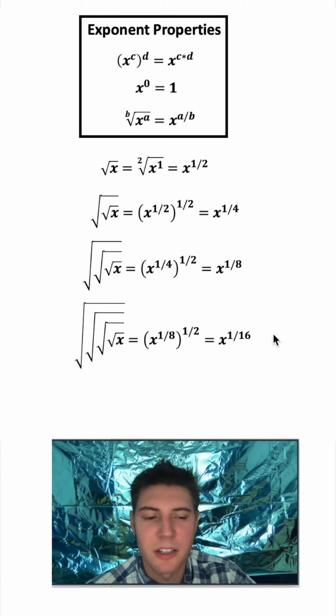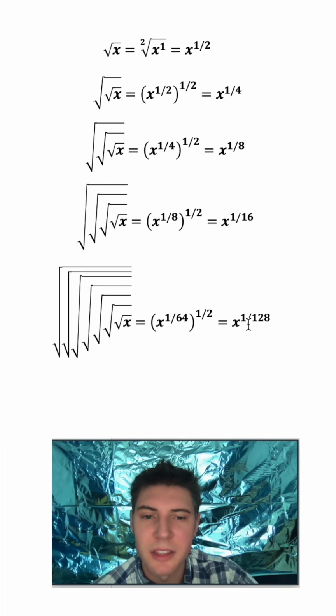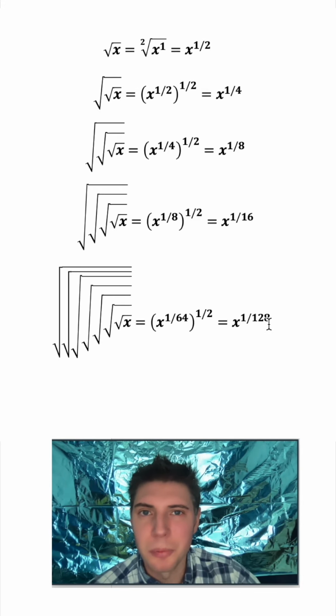If we do it again, that's x to the 1/16. We can do it again, and that's x to the 1/32. And as we keep doing it, this exponent is going to get smaller and smaller. It's going to approach 0.